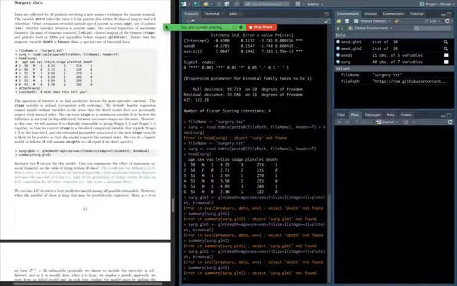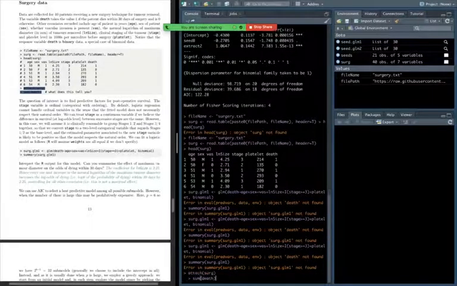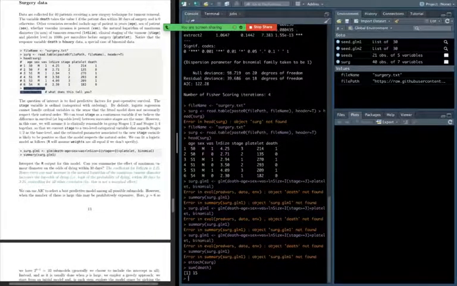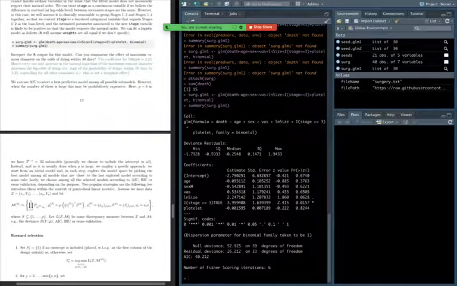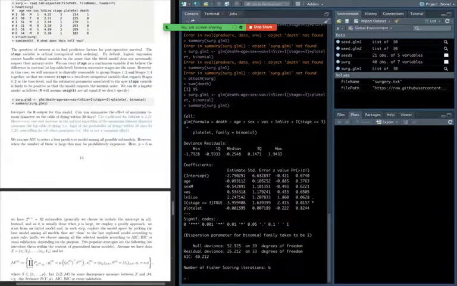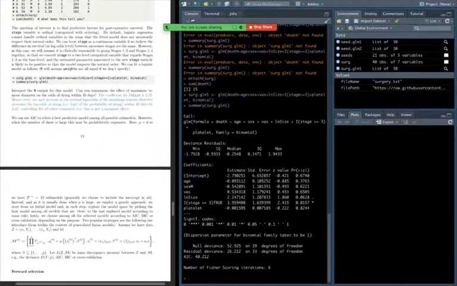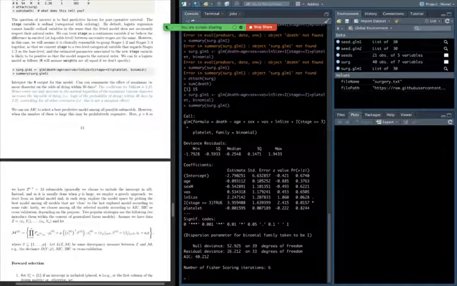Right, what's wrong with this? Okay, I see. Okay, so output: can you summarize the effect of this on the odds of dying? This is just the same as before, right?